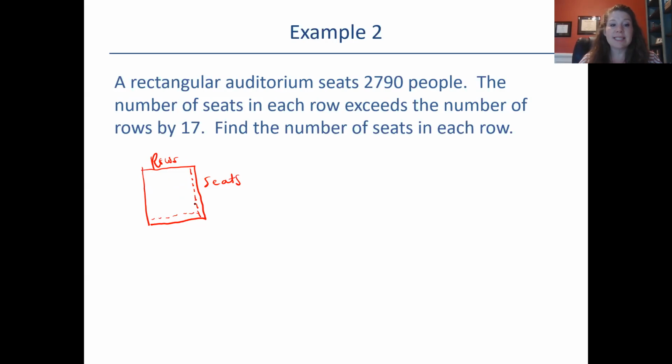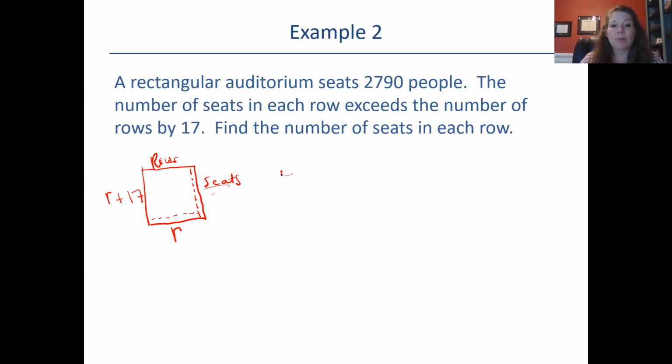So it says the number of seats in each row exceeds the number of rows by 17. We don't know how many rows there are, but we know there are rows plus 17 seats, right? There's more seats than rows, so that's got to be the longest side. You have to make sure you know what you're solving for. The question is find the number of seats in each row. So this is basically asking you the area, just worded differently.